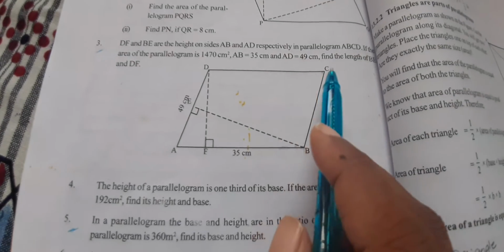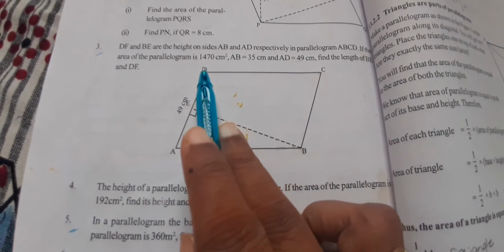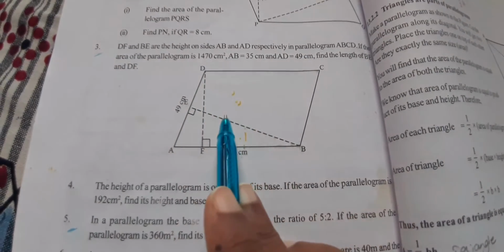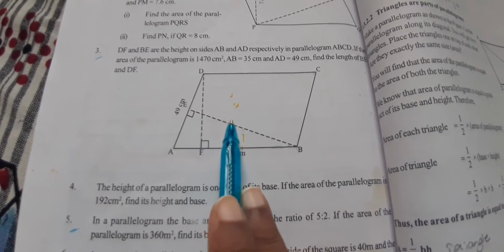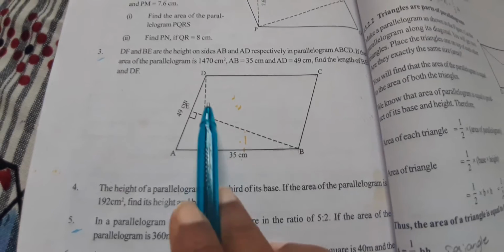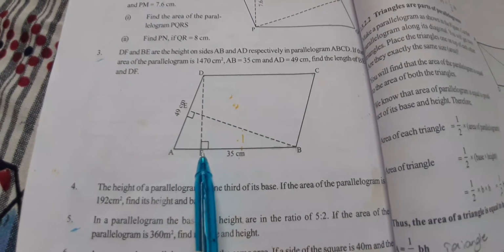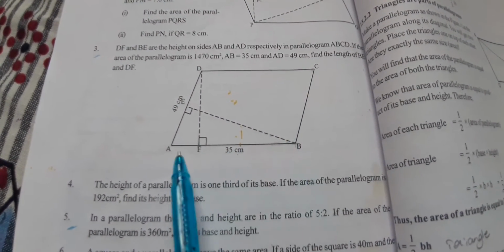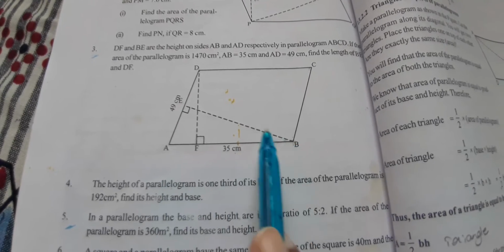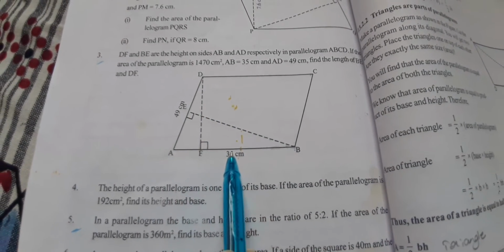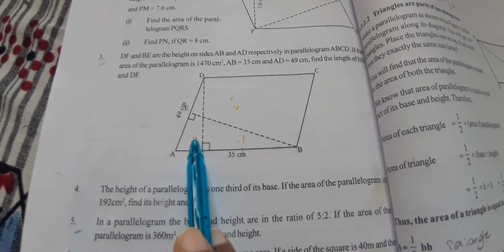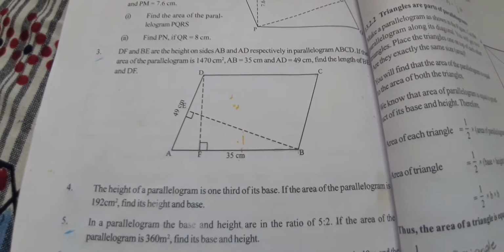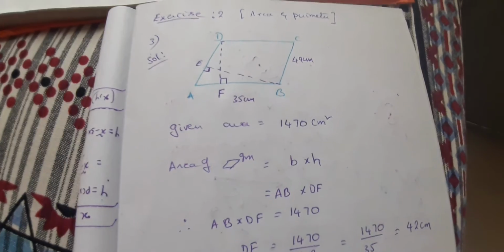Here, what is given? Area is already given. Both the bases are given, and we have to find both the heights. Take every case. If you take this one as height, then this is the base. Area of parallelogram is base into height. Base is known, area is known, finding only height. So it's a very easy problem. Let's see how to solve.